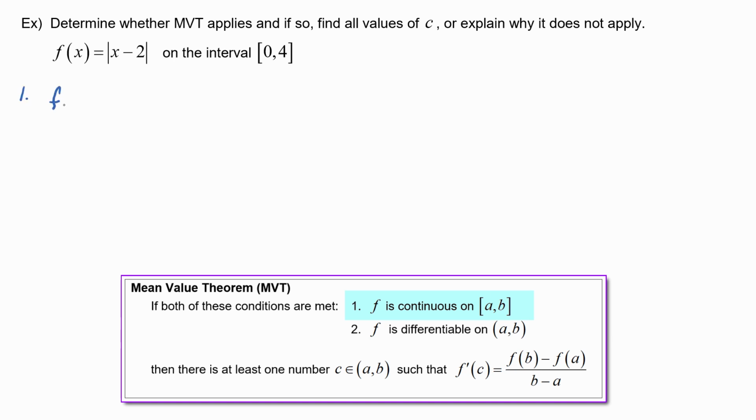We know that f of x can be written as a piecewise defined function: negative x minus 2 whenever x minus 2 is negative, which is when x is less than 2, or x minus 2 if x is greater than or equal to 2, because that's what makes this argument greater than or equal to 0. So we can make a line graph for f.